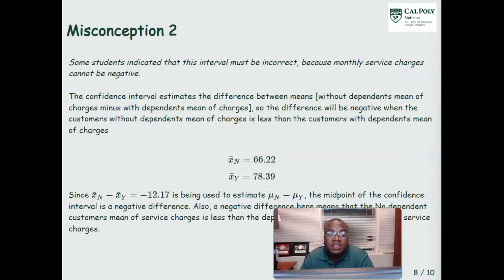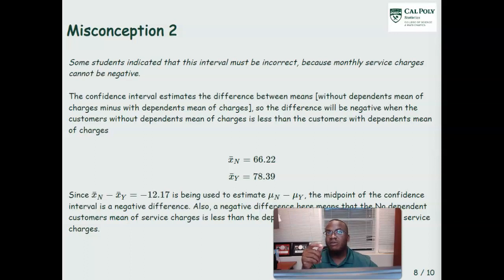Some students indicated that this interval must be incorrect because monthly service charges cannot be negative. However, that's not what's happening here. Again, the parameter of interest is the difference, not a particular level or category of a categorical binary variable. The confidence interval estimates the difference between means: the without-dependence mean of charges minus the with-dependence mean of charges. So the difference will be negative when the without-dependence mean of charges is less than the with-dependence mean of charges. That's possible in terms of the difference.